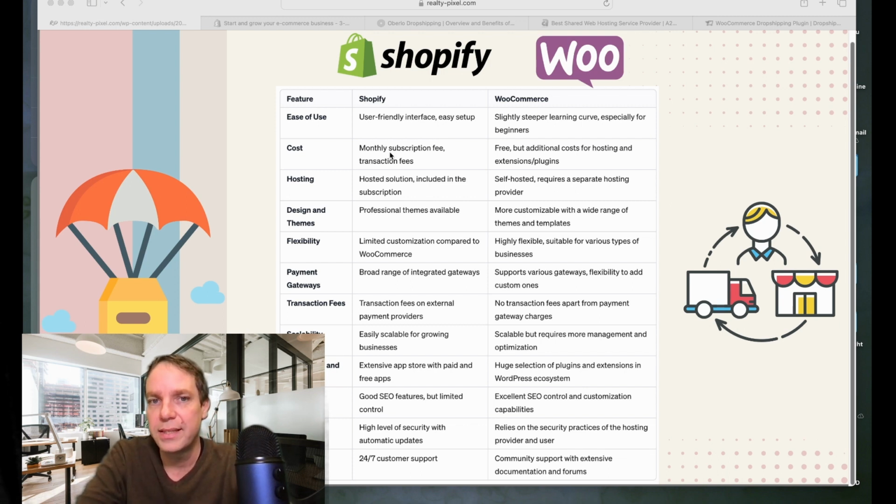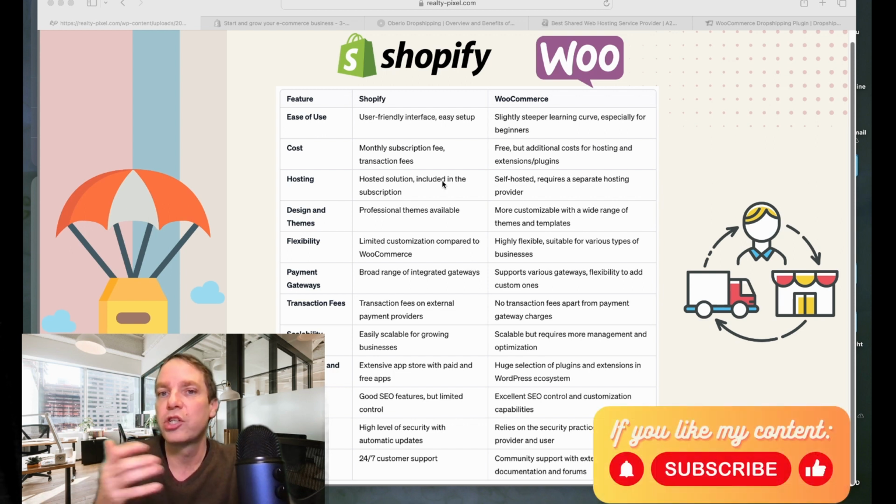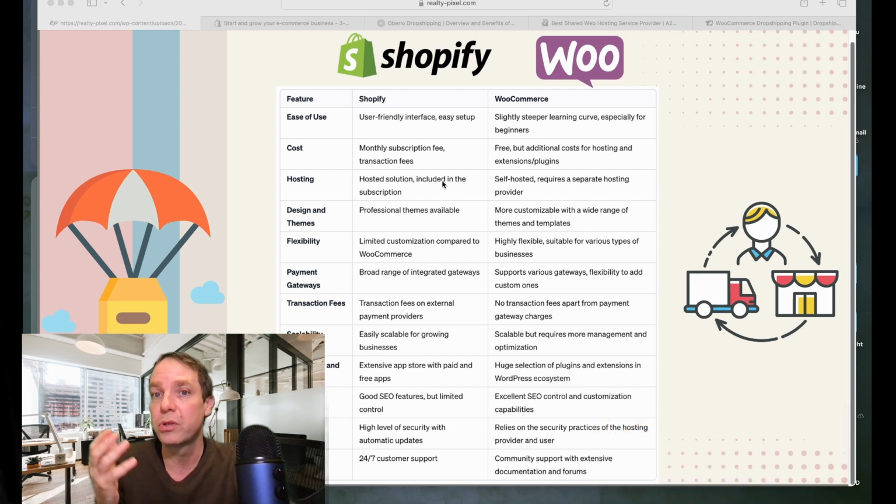Then let's look at the costs. I think the costs on Shopify are significantly higher, because with Shopify you have a subscription plan, a monthly fee, and of course you have a transaction fee. Every time you make a sale, you have to pay the company a specific percentage of your income. On the other hand, with WooCommerce, this is completely free. You don't have to subscribe to something, and you don't have to pay a transaction fee, because WooCommerce is completely free. It's open source software that everyone can use.